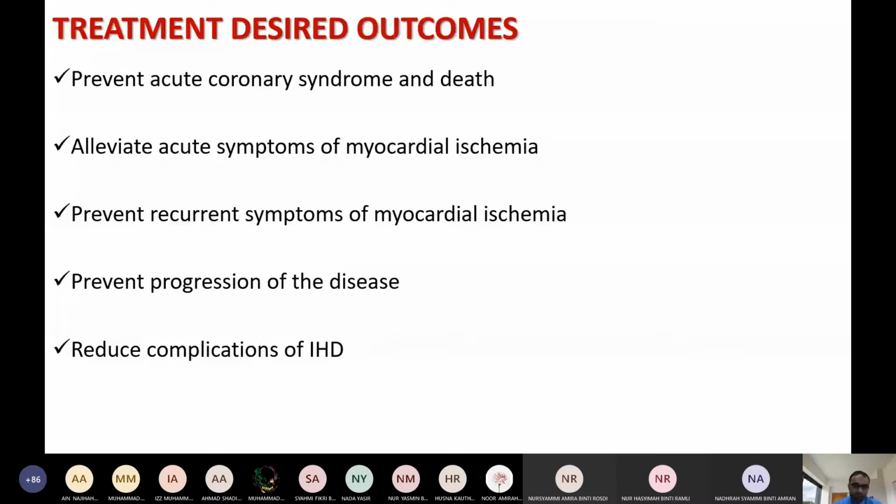Reduce complications of ischemic heart disease, of course. Avoid or minimize the adverse treatment effects that may happen due to the treatment.